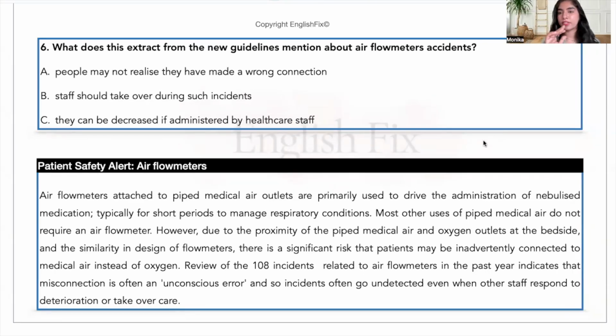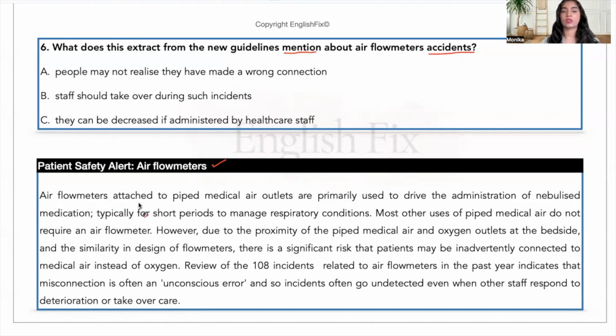All right, so we have the last question here. We have an extract from guidelines. The guidelines are about patient safety alerts. So this is for patient safety and specifically about airflow meters they're talking about. And the question asks, what does this paragraph tell us or mention? It could be a detail also, it could be the overall gist also. What does this tell us about airflow meter accidents? So about accidents, what do we come to know and understand?